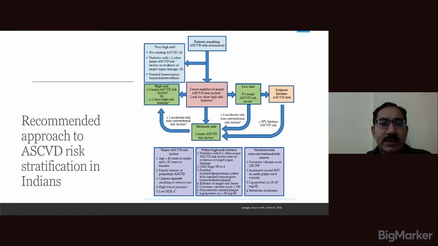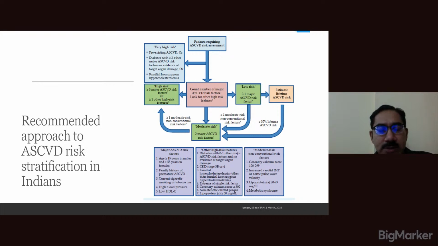So this is a table which shows the major, moderate and minor risk factors which have to be calculated before deciding whether a person needs any kind of pharmacological intervention, or whether they will do well only with lifestyle modification or dietary management. As we can see in this slide, a high risk patient is one who has three or more major risk factors for ASCVD, or one or more other high risk features.